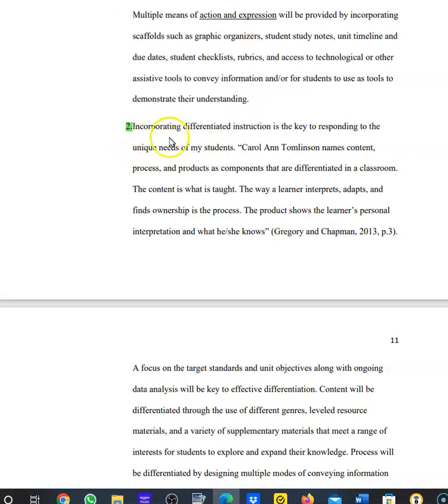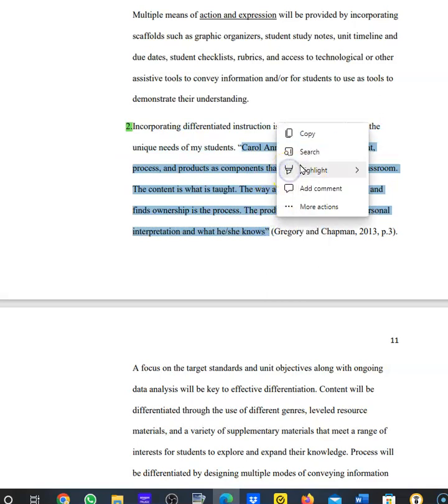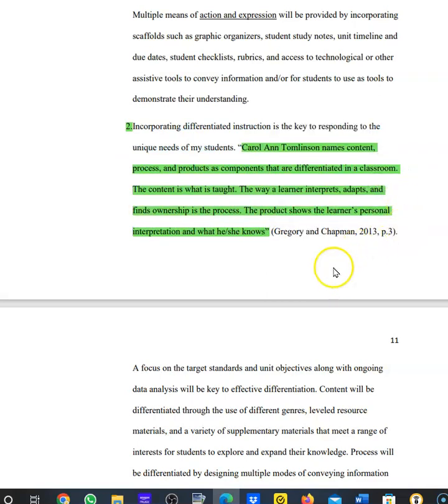We're going to talk about incorporating differentiated instruction. And this also has to have a research citation. And she says, Carol Ann Tomlinson names content, process, products as components that are differentiated in the classroom. This is a little bit longer than I like to have a quote in an outline, but I'm not going to mark you off. Just telling you, you don't have to have something this long.